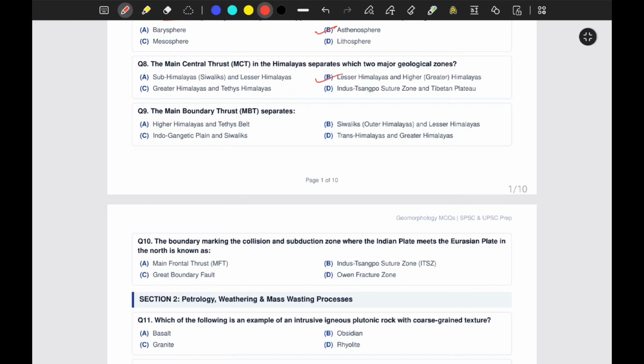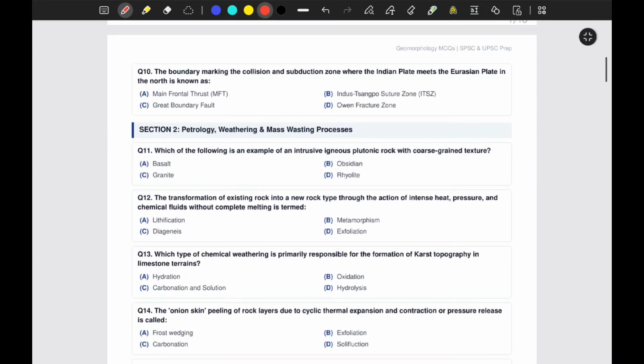Question number 9. The correct answer is option B, Shivaliks and the Lesser Himalayas. Okay, let's move on to question number 10. The boundary marking the collision and subduction zone where the Indian plate meets the Eurasian plate in the north is known as main frontal thrust, great boundary fault, Indus-Sangpo Suture Zone, or Owen fracture zone. It is ITSZ, or Indus-Sangpo Suture Zone.